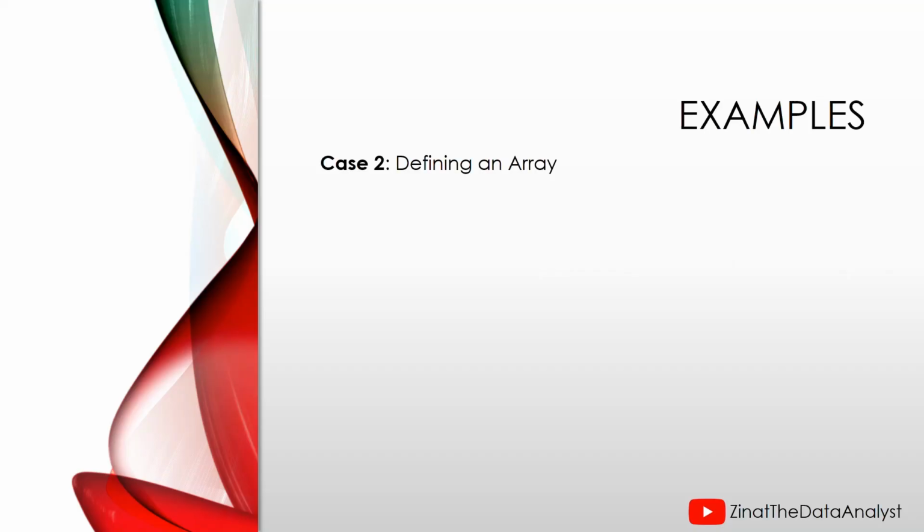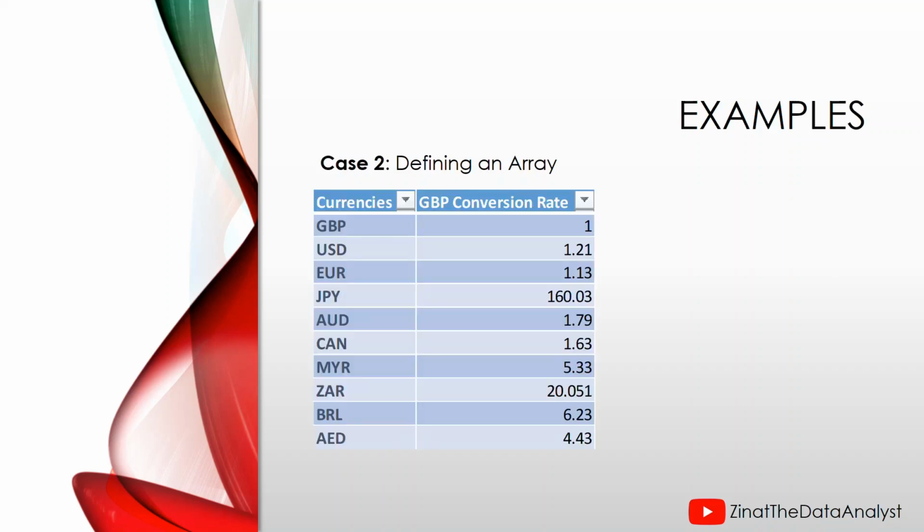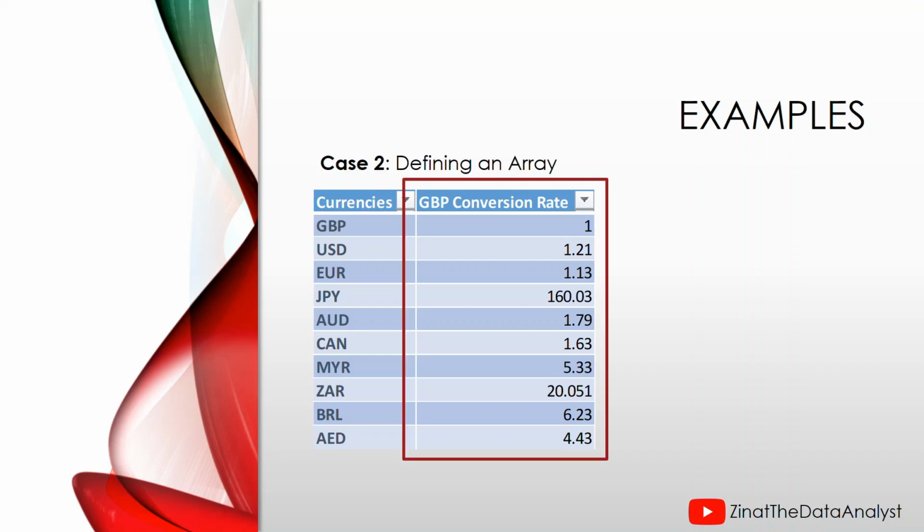Now we are going to define an array and a series of arrays according to the given tables. For example, we have a table and we want to set all columns of conversion rate to an array name, for example, GBP_C-rate. It would contain 1, 1.21, and so on and so forth.